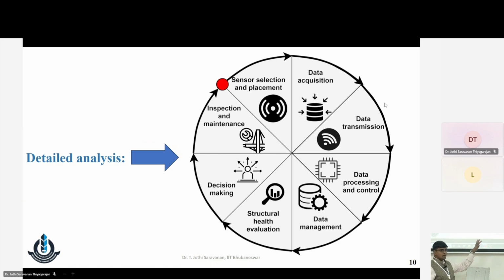Then you have the health evaluation. Finally you are going to take the decision, okay, which is going to be the inspection and maintenance process after a certain time interval. So this is a detailed analysis we try to do in most of the projects. Only the sensor is going to vary, your processing technique is going to vary, and your duration is going to vary, depending. There are two types, one is long term monitoring, another is short term monitoring, okay. So the strategy will be the same.